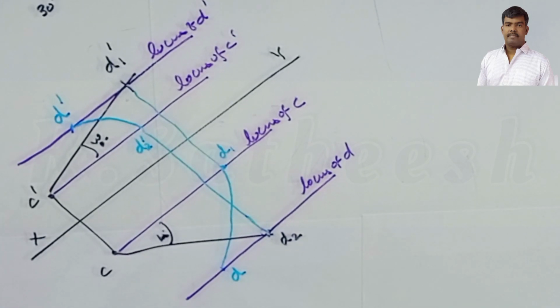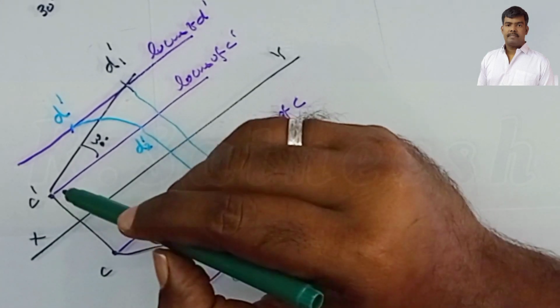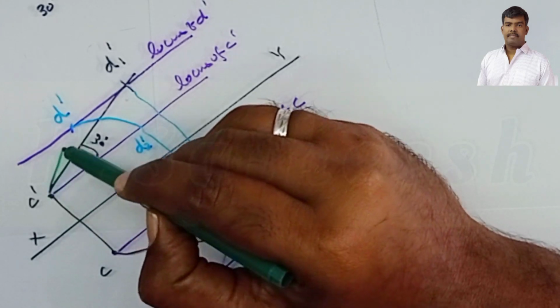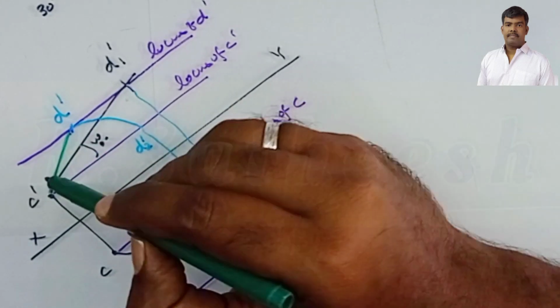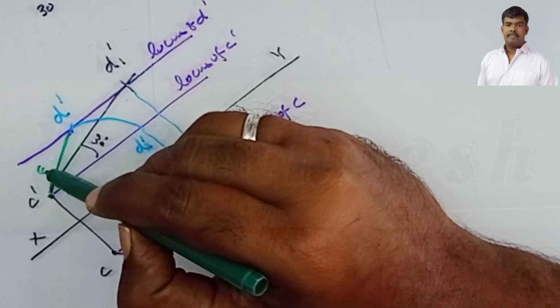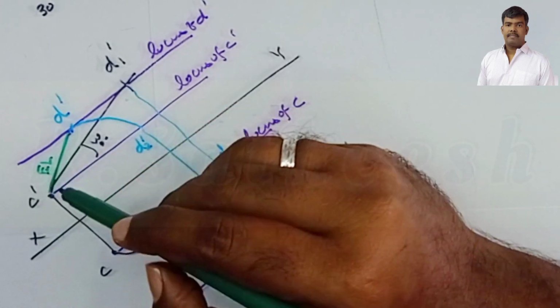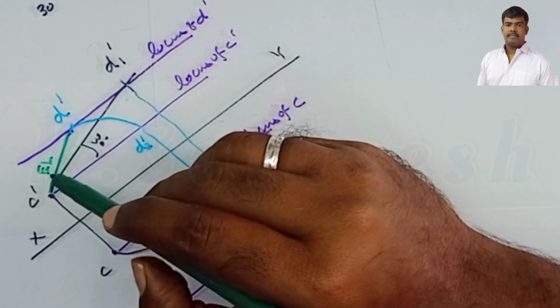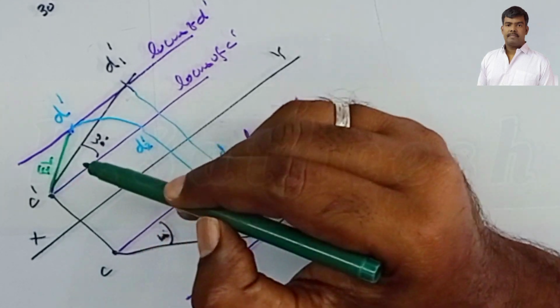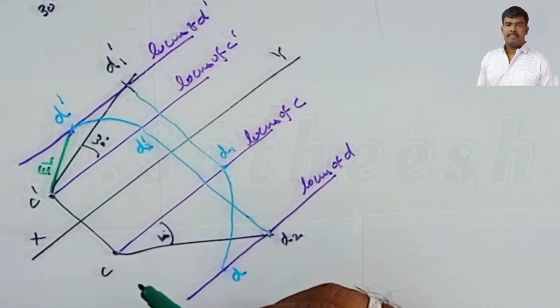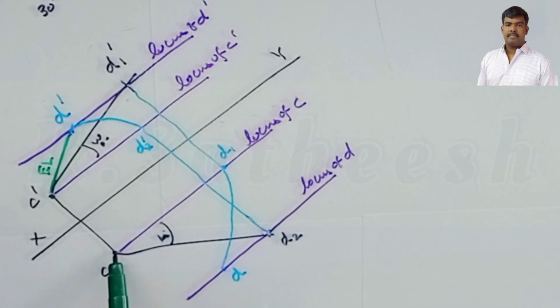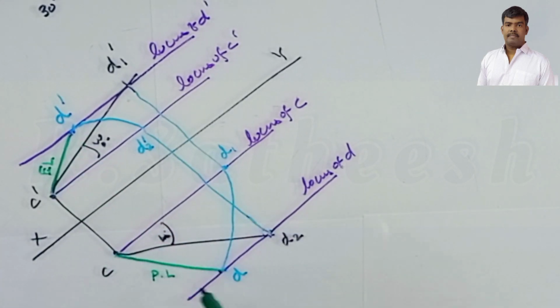Clear. So now the line joining C dash and D dash is the final front view, and that length is the front view length, FVL, or otherwise EL. The front view is also called elevation, so front view length is also written as EL, elevation length. Clear. Similarly, the line joining C and D is the top view length, also called plan length. Clear. This is the final projection, EL and PL.